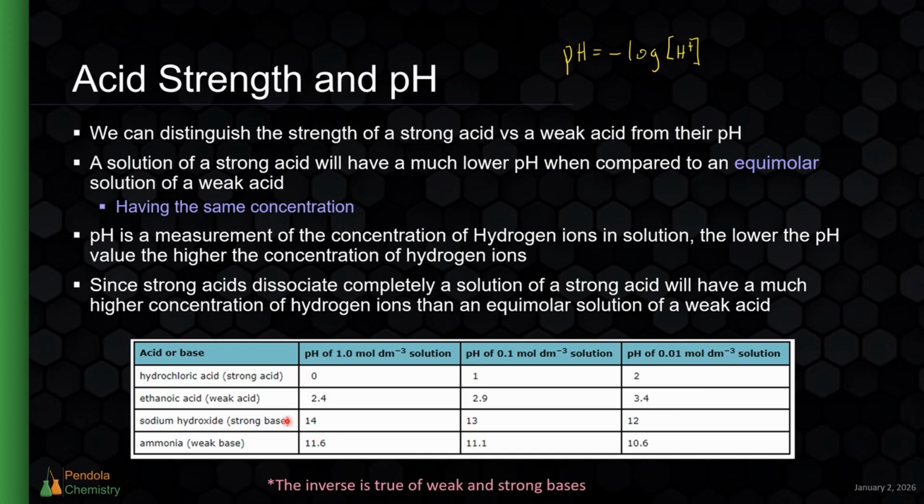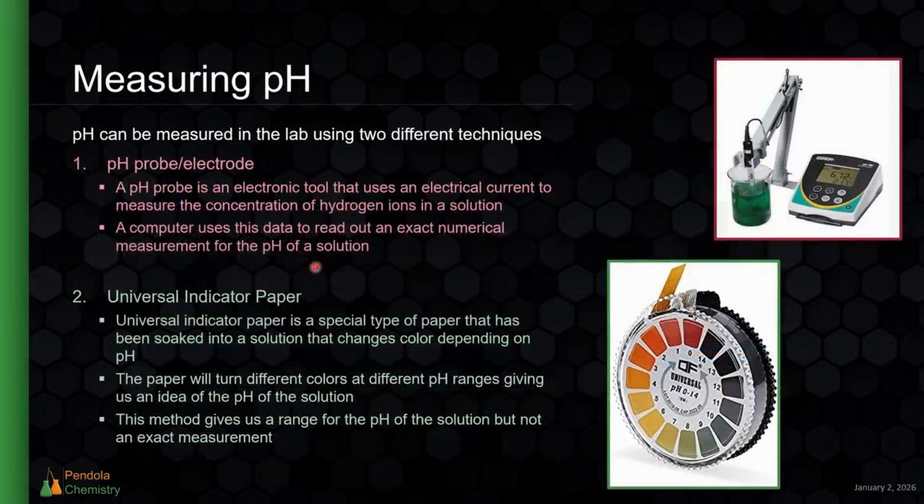All right. So we can look at the pH. Strong acids have lower pHs than weak acids. Strong bases have much higher pHs than weak bases. Again, as long as they're equimolar. So how do we measure pH? How can we measure the pH of a solution? Well, there are two ways of measuring the pH of a solution.